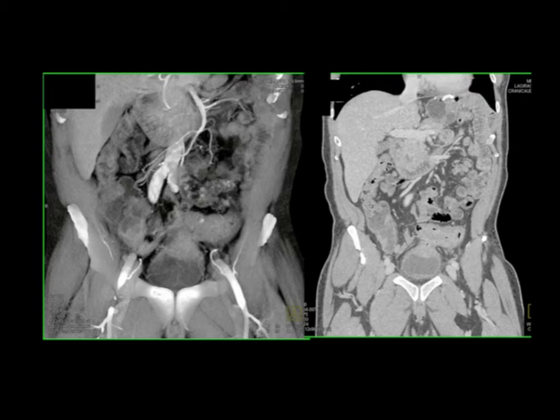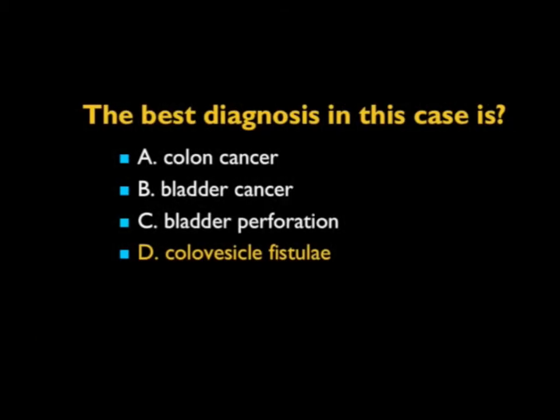In this case, it's hard to say there wasn't a tumor present, but this ended up being diverticulitis with a fistula from the colon to the bladder. Just a very nice example. Other causes of colovesical fistula, besides diverticulitis, besides tumors, would include Crohn's disease as well as instrumentation.